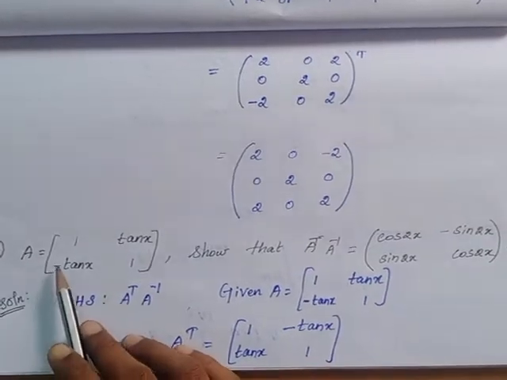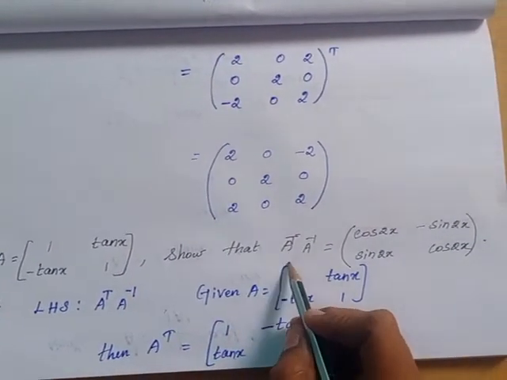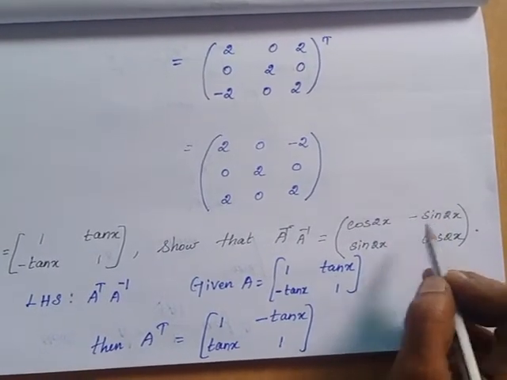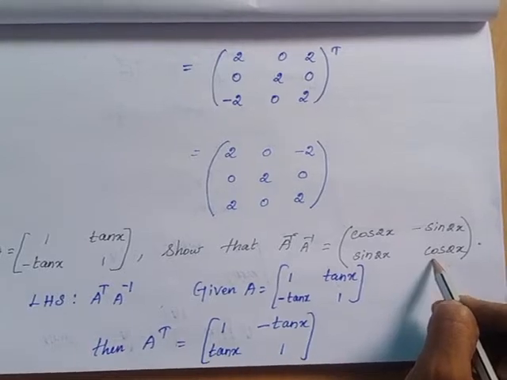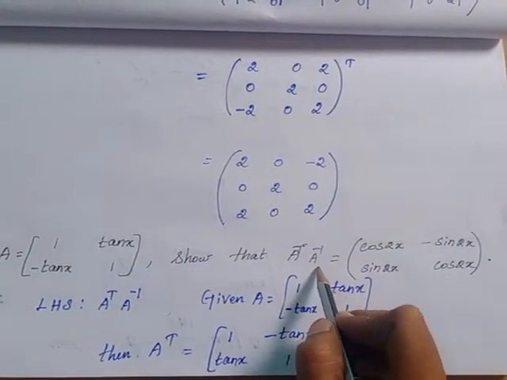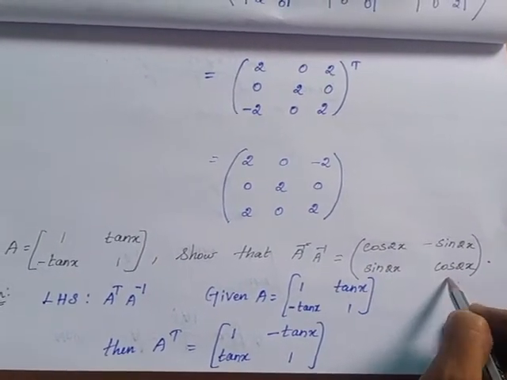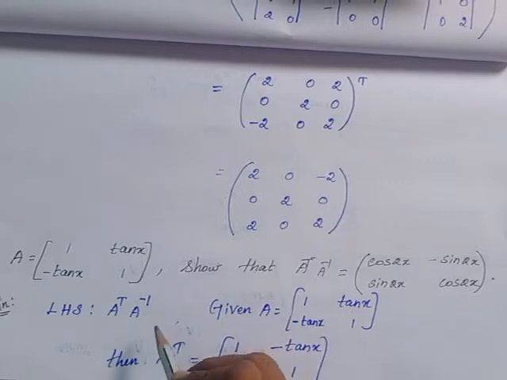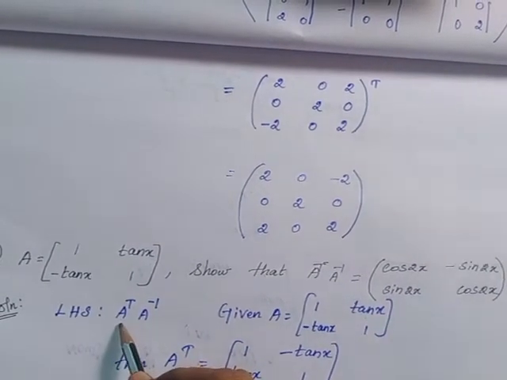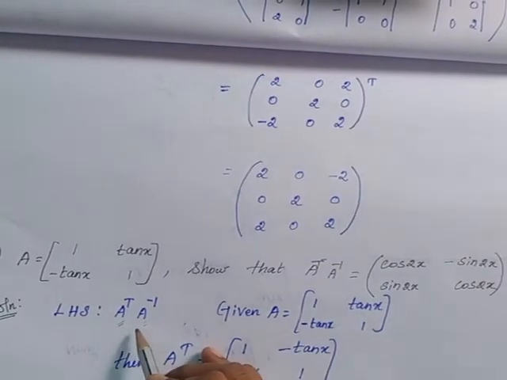The 11th problem. A equals 1 tan x, minus tan x 1, and we have to prove that A transpose times A inverse is equal to cos 2x minus sin 2x, sin 2x cos 2x. So first I take the LHS, that is A transpose into A inverse. First we have to find A transpose and A inverse. Next we have to multiply both the matrices.